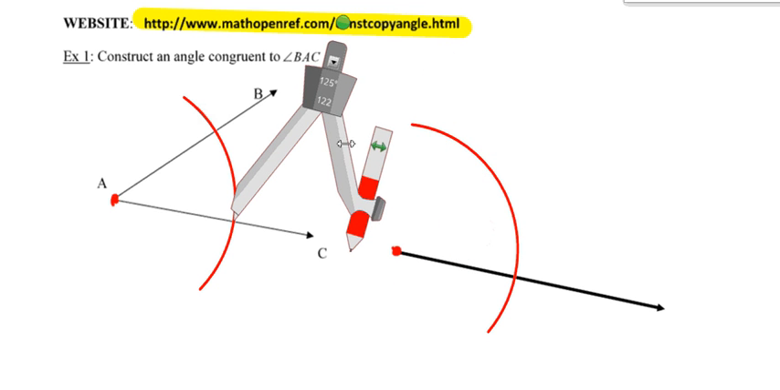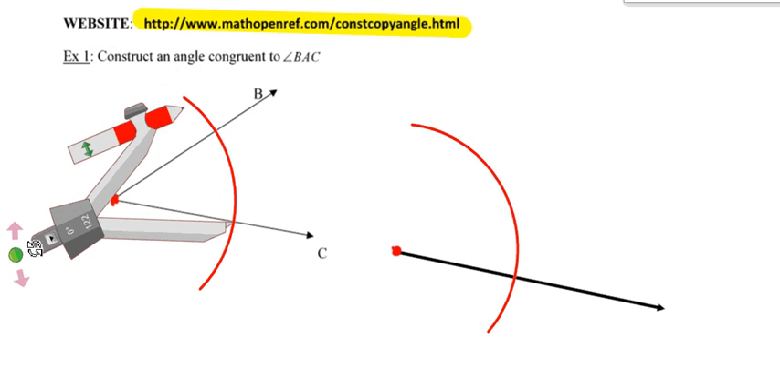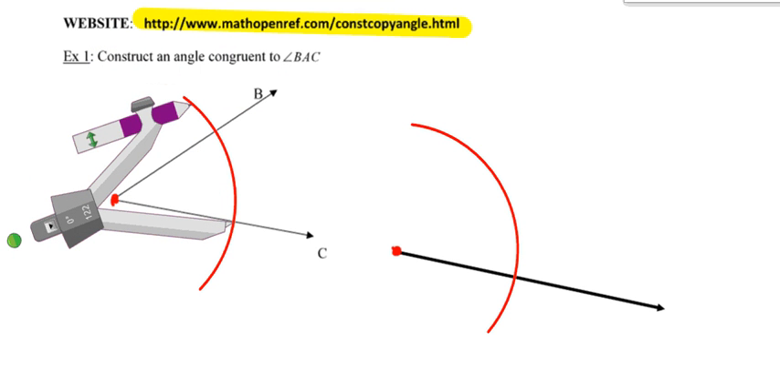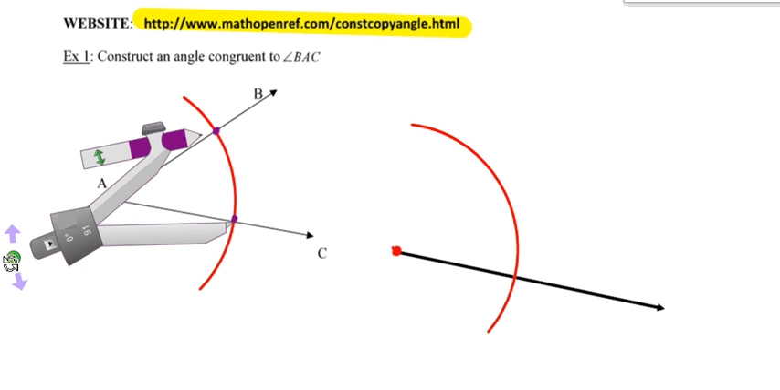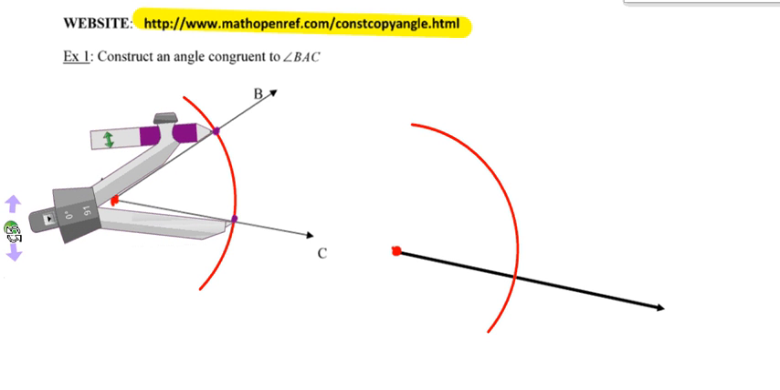And I want to measure how wide that angle actually opens up. So I want to measure the opening between the two points where that arc intersects the sides of my angle. You might have to do a little finagling, kind of like I just did.